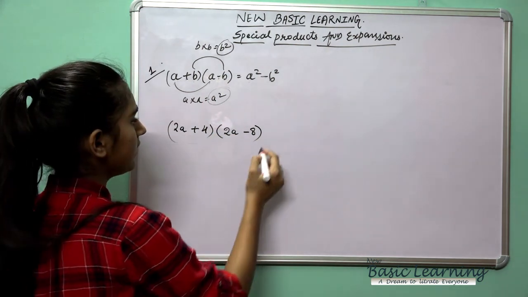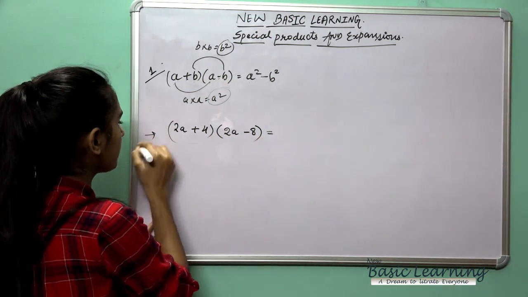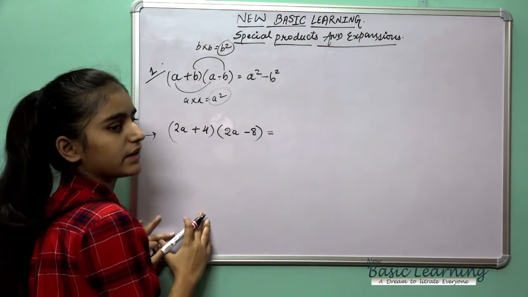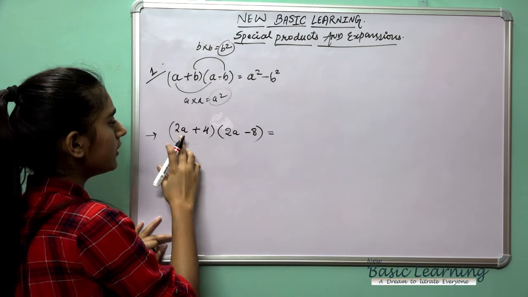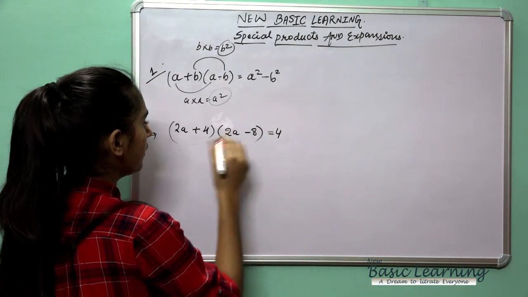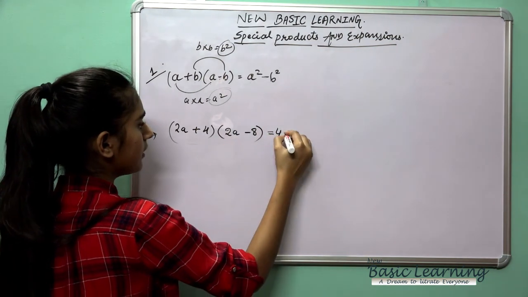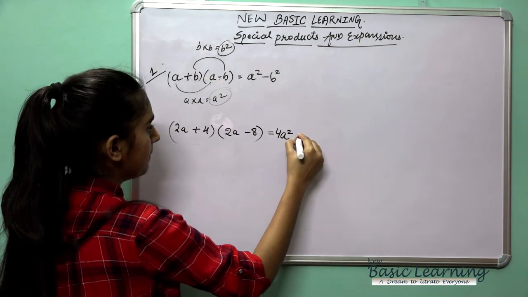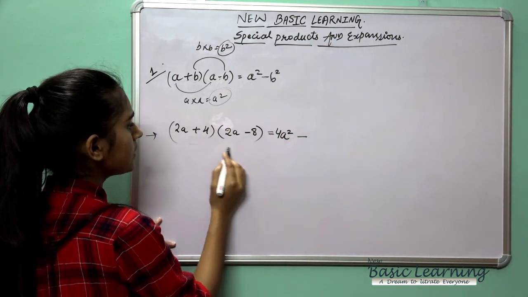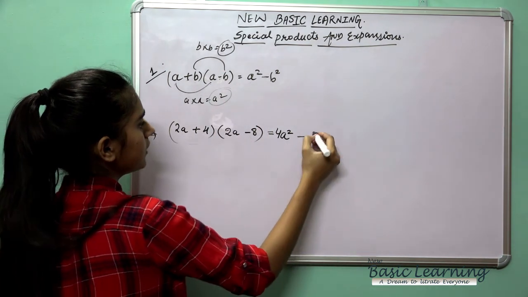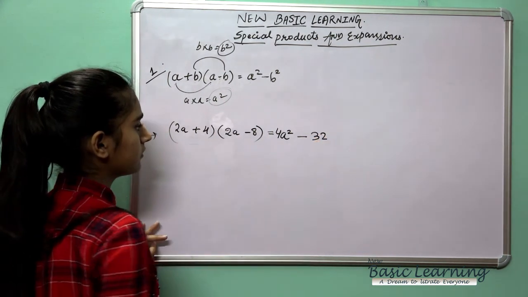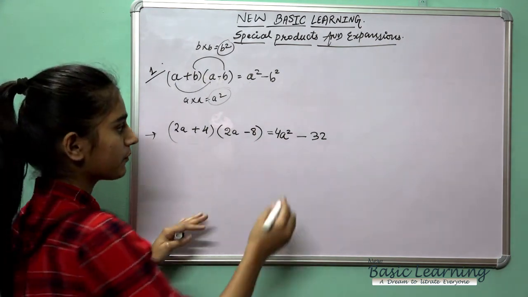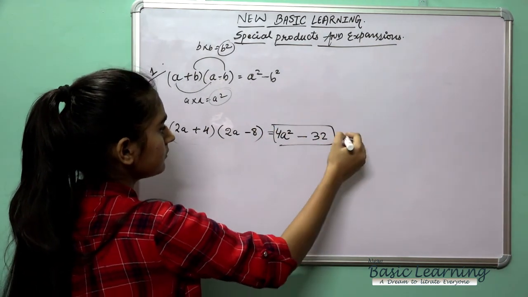Now I will solve the question which is given here. (2a plus 4)(2a minus 8). Okay, so 2 into 2 gives you 4, a into a gives you a square. Then minus 4 into 8 gives you 32. I hope this example is clear to you. This is the final answer.